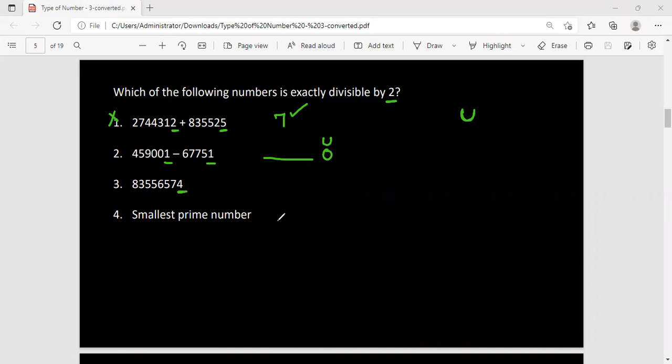Now coming to the fourth, smallest prime number. In part 1 and part 2, we discussed prime numbers, right? So you should remember the list of all the prime numbers till 100. So which is the smallest prime number? Can you say 2? Is it divisible by 2? Definitely 2 is divisible by 2. A number is always divisible by the number itself. That's why this is correct, and this is also correct.